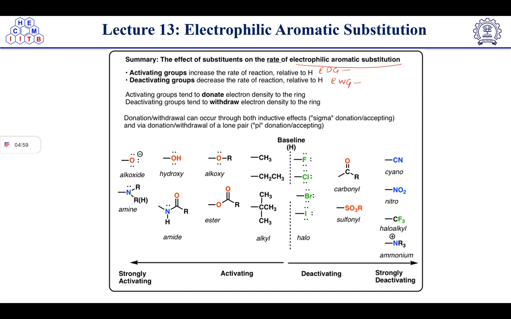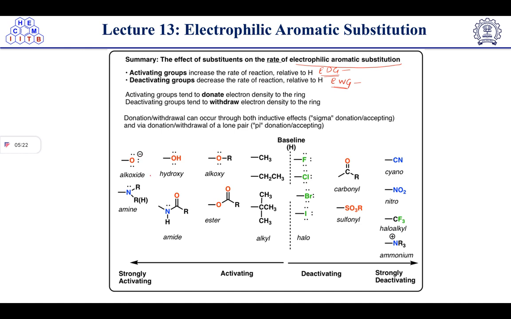Activating groups tend to donate electron density to the ring, and deactivating groups tend to withdraw electron density from the ring. That's why I have written electron withdrawing here, right? Donation or withdrawal can occur through the inductive effect, sigma donation and withdrawal, and via donation or withdrawal of a lone pair, or we can say the mesomeric effect.